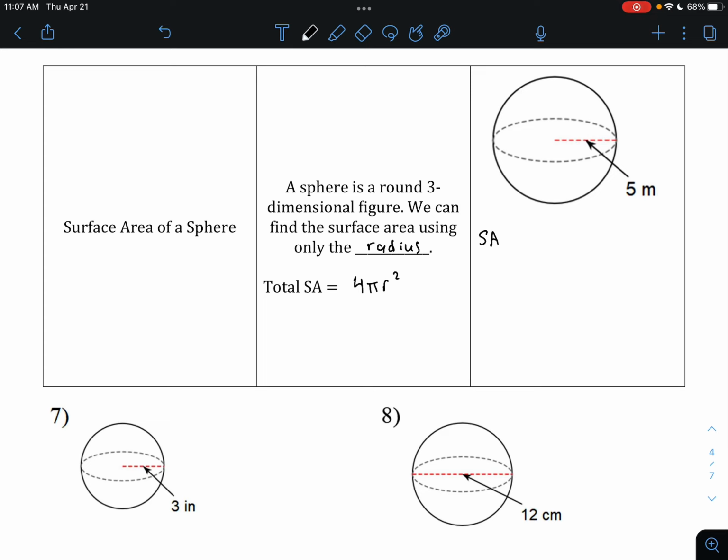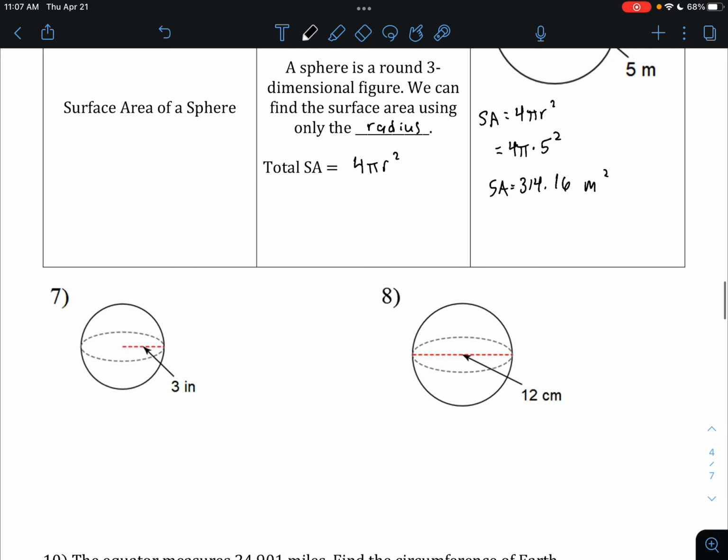So surface area equals 4 pi radius squared. Plug in our radius, 4 pi times 5 squared, and we should get our answer. And it is about 314.16 meters squared, if you put that into the calculator correctly. And that's the answer for the surface area of a sphere. Pretty simple, at least compared to the other surface areas.